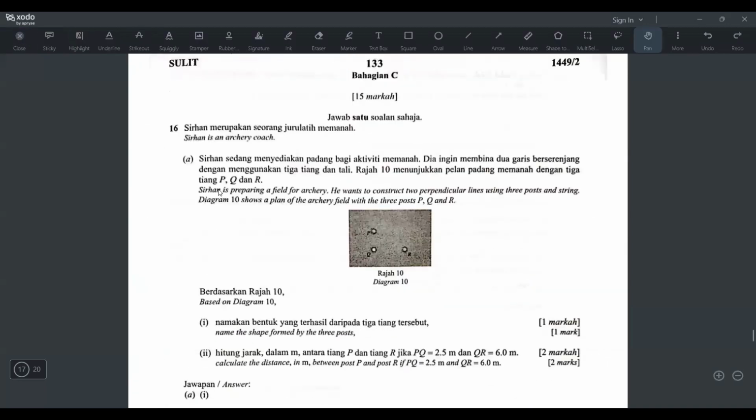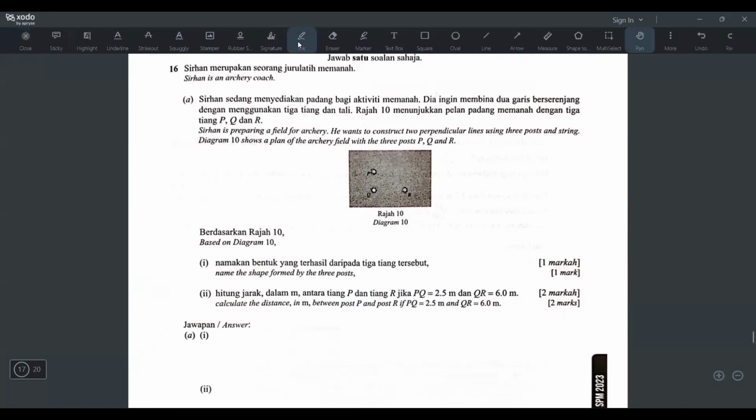Okay, finally we are at the last section, bahagian C. So they say jawab satu soalan saja, but I will jawab both questions. Okay, 16 and 17, I'll jawab both in this video. Okay, number 16. Sirhan is an archery coach. A. Sirhan is preparing a field for archery. Okay, he wants to construct 2 perpendicular lines using 3 posts.